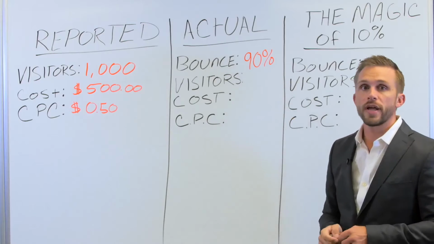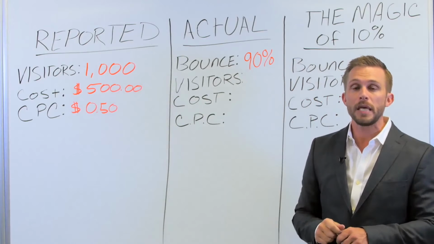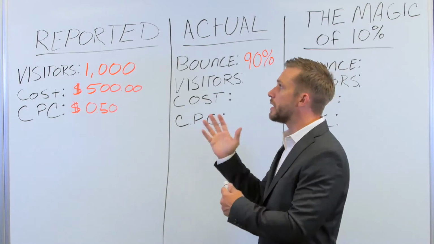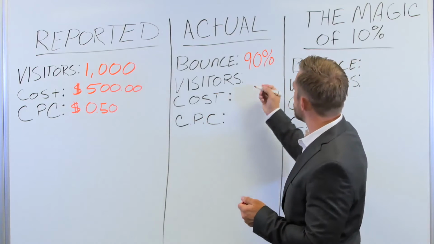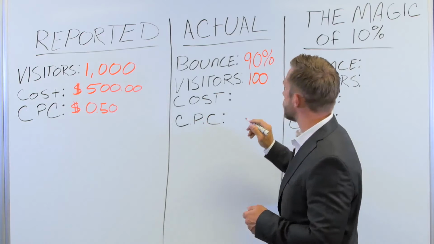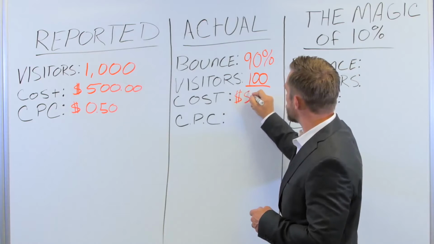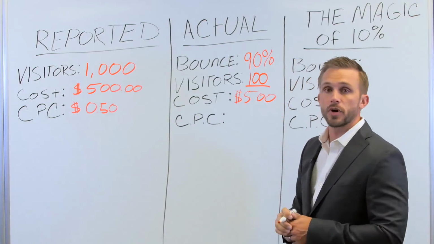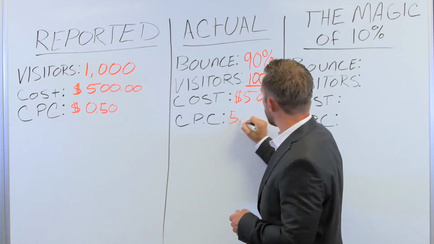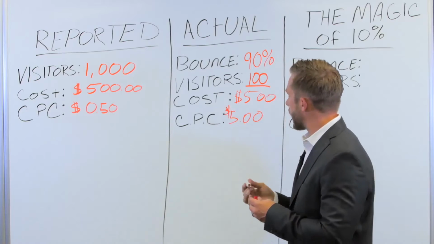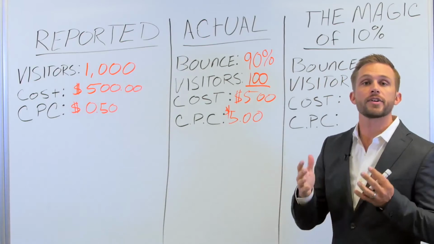So if your bounce rate is 90% and you had 1,000 visitors, what does that mean? Well, that means that 900 people bounced, right? 900 people did not even stay around to seriously consider or check out your offer. So the actual visitors to your offer are only 100, okay? It's a big difference. The cost remained the same, so it's still $500, but now what's your cost per click? Your cost per click went from 50 cents a visitor to $5. Now you're actually paying $5 per visitor that actually sees your offer.